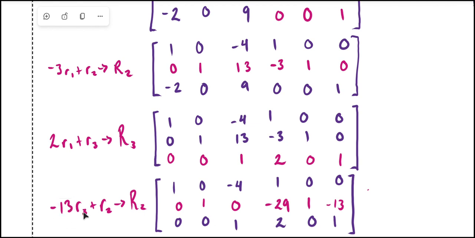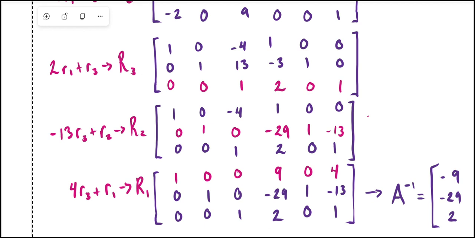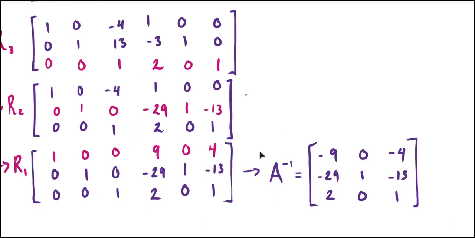So we could add -13 times row 3 to row 2 to get a new row 2. And finally, we just need to get this guy to be 0. So we add 4 times row 3 to row 1 to get a new row 1. And now we have achieved an identity matrix in this front 3 by 3 slot. And this then succeeding matrix is going to be our inverse matrix.